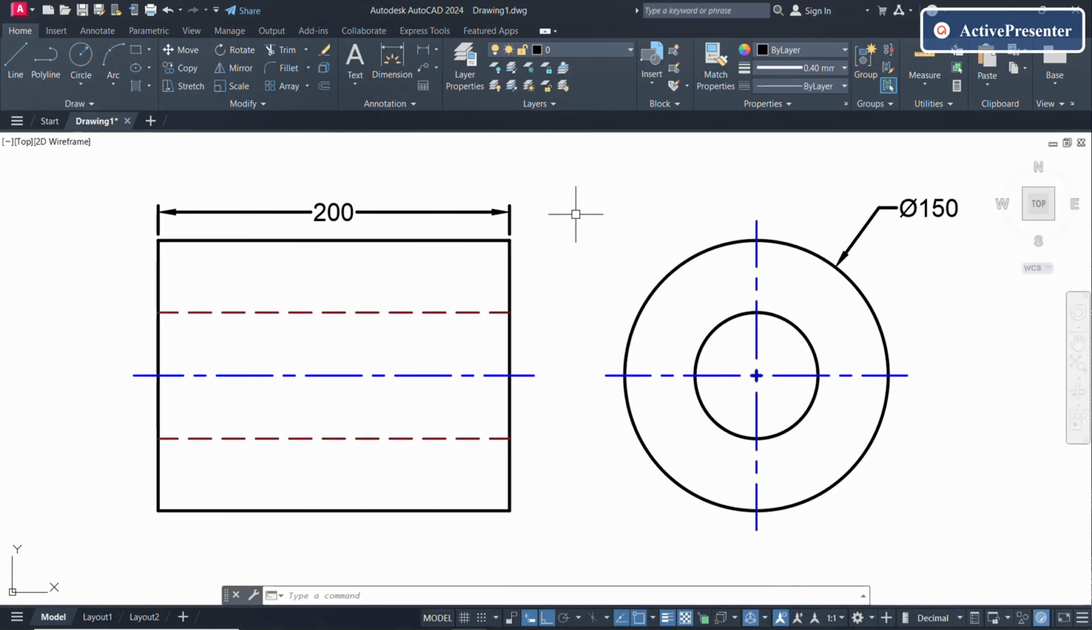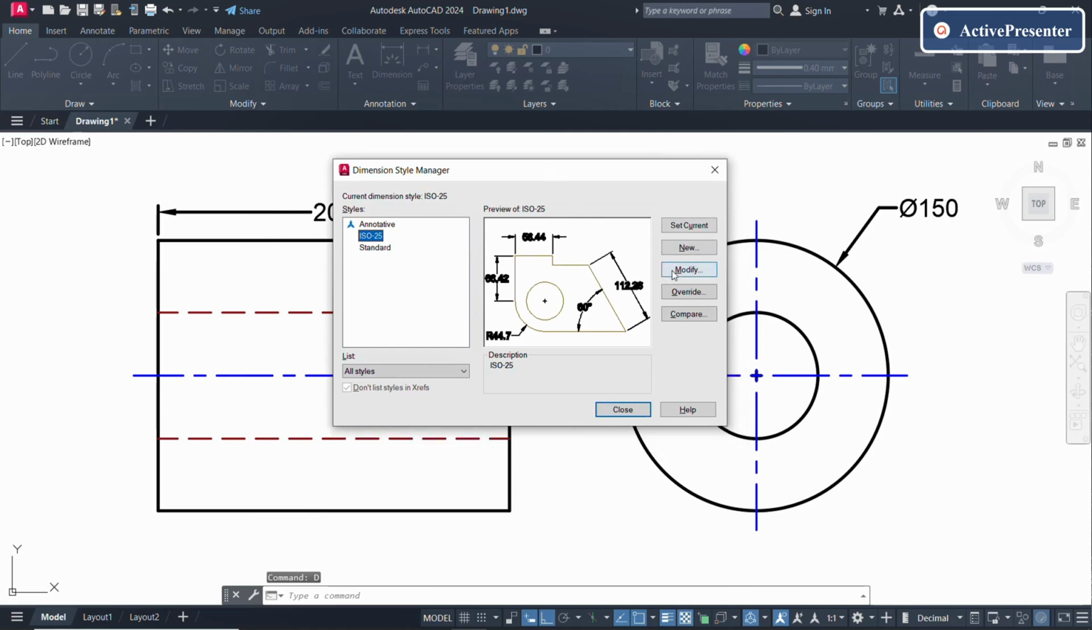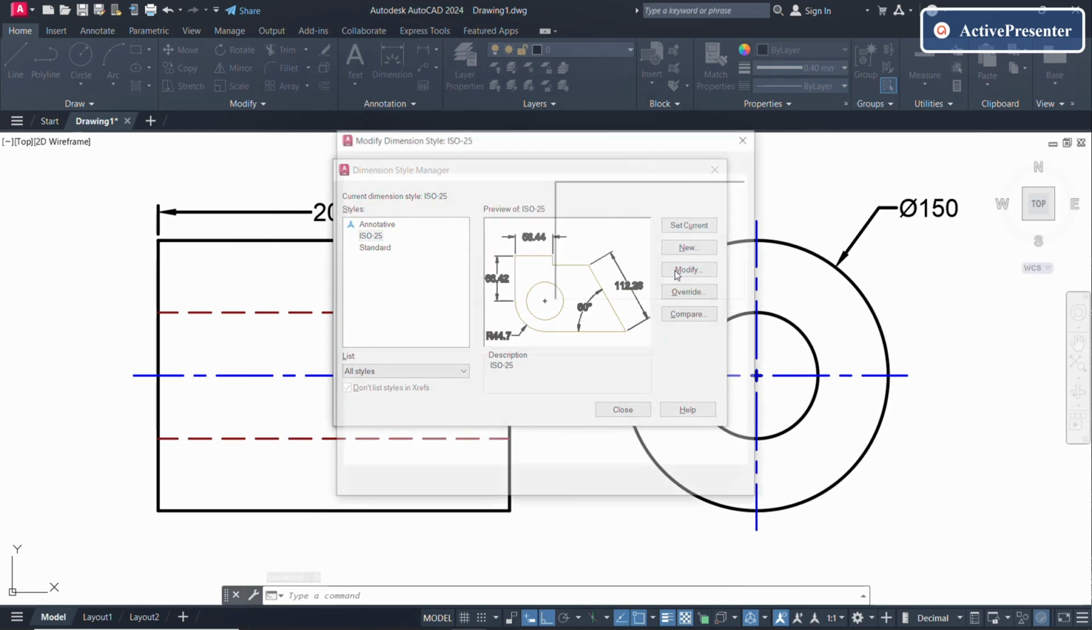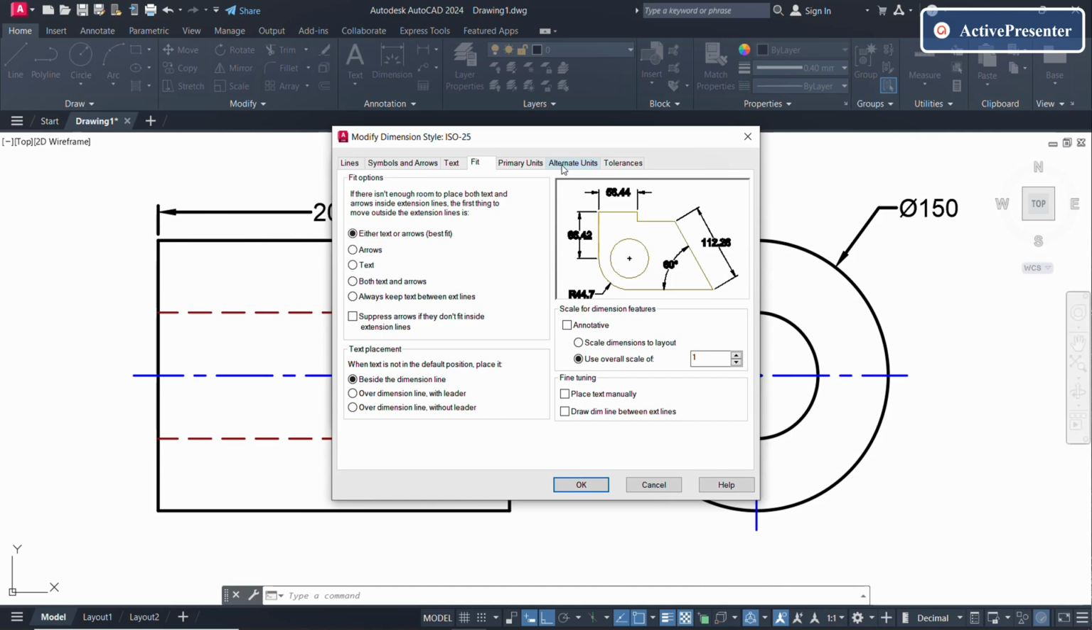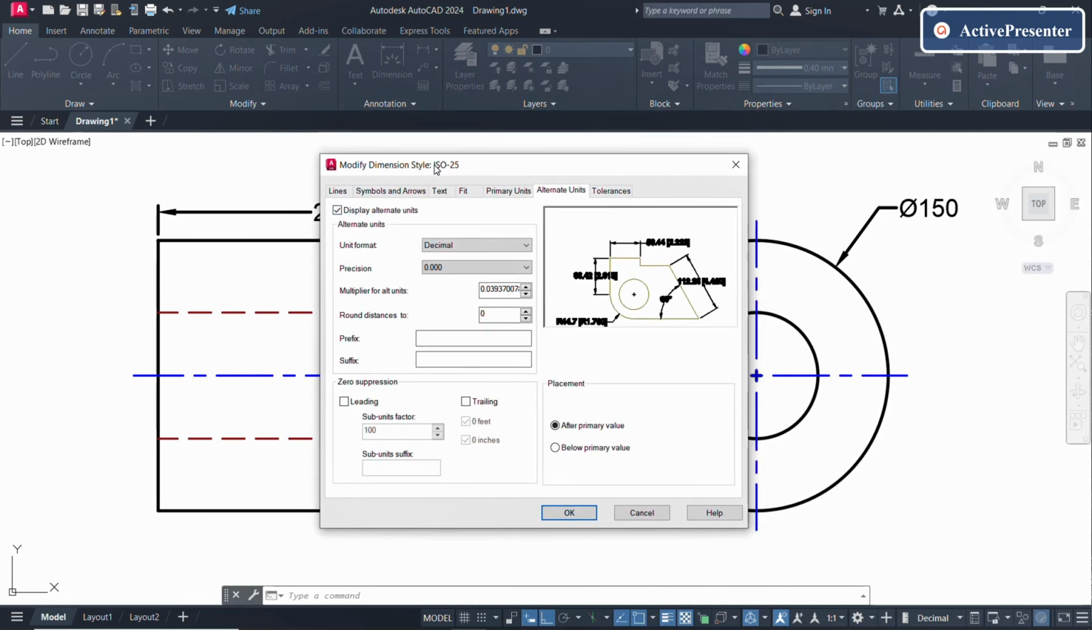In this video tutorial, we are going to understand the basic concept of how to apply dual dimension in AutoCAD. So just enter D. Here we can see the dimension style. Just modify it and select the alternate unit and click display alternate unit. So we have a multiply factor over here.